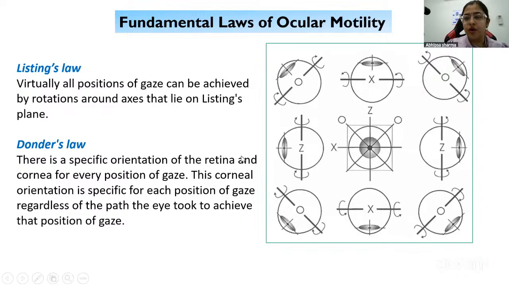The second is Donders' law, which states that there is a specific orientation of the retina and cornea for every position of gaze, as again you can see in this diagram. This corneal orientation is specific for each position and it is regardless of the path that the eye took to achieve that position of gaze. This is Donders' law.